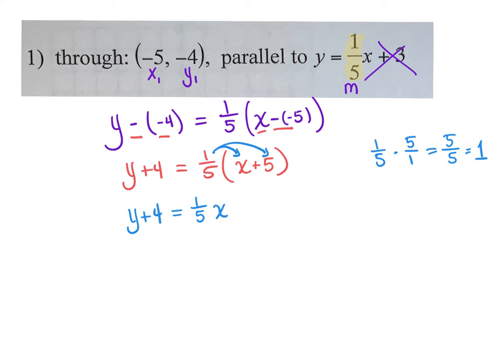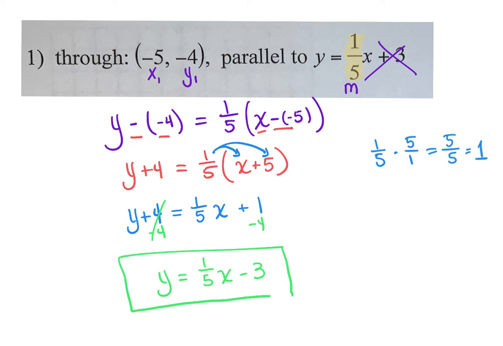Anytime you multiply a number and its reciprocal, you're going to get 1 there. And then my last step to get y by itself is to subtract that 4 over. So I'm going to subtract my 4 over. On the left-hand side, I have my y by itself. My slope doesn't change, 1/5 x. 1 minus 4 is -3. And so my final answer here is y equals 1/5 x minus 3. 1/5 x minus 3.